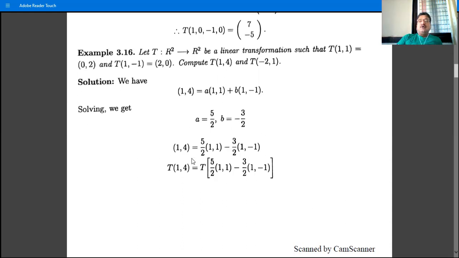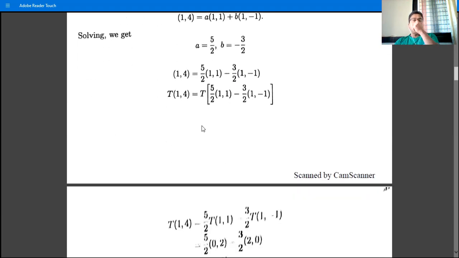So in order to find the coordinate of the vector, we have to express the vector as a linear combination of the given vectors. In order to find the formula for T, we have to express that element as a linear combination of these two vectors or three vectors, and then apply T on both sides.